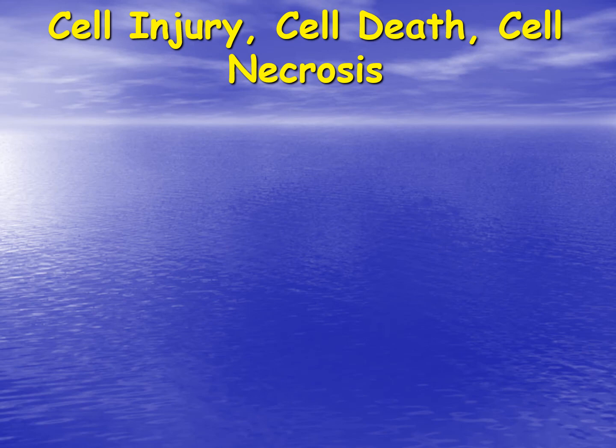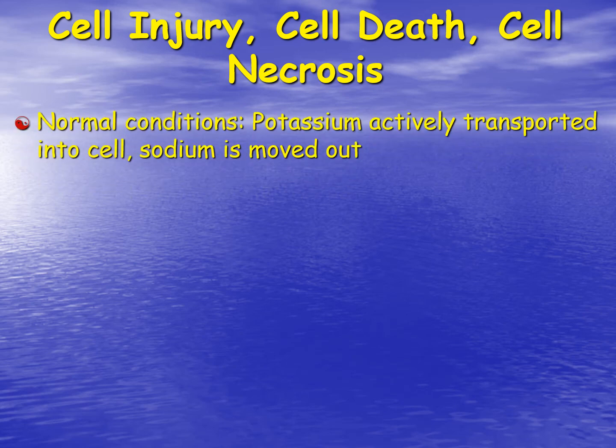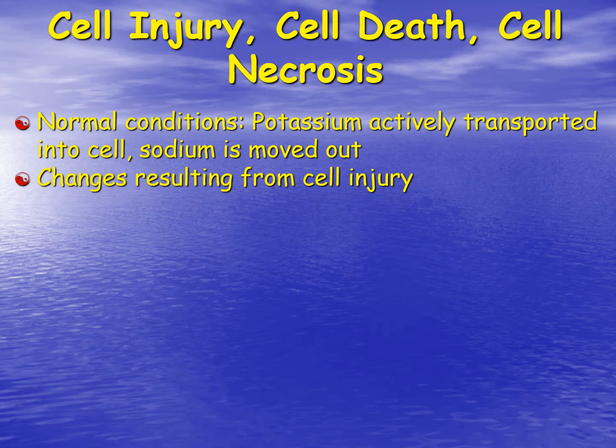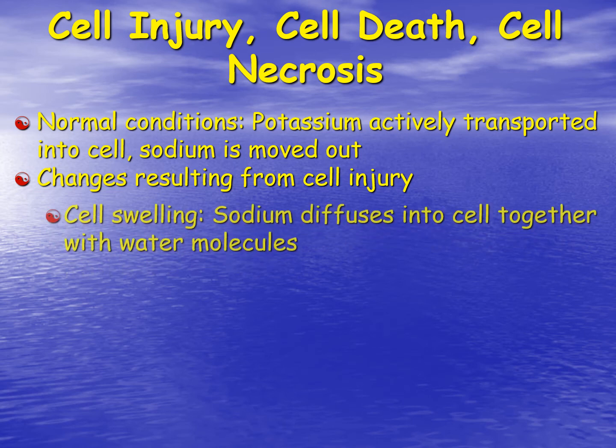So let's talk a little bit about cell injury, cell death, and necrosis. Normal conditions in a cell: potassium is actively transported into a cell and sodium is transported out. This is the sodium-potassium pump, and this is in the normal cell. But what if something happens in the cell and that sodium-potassium pump is disrupted? Well, the changes can then result in cellular injury.